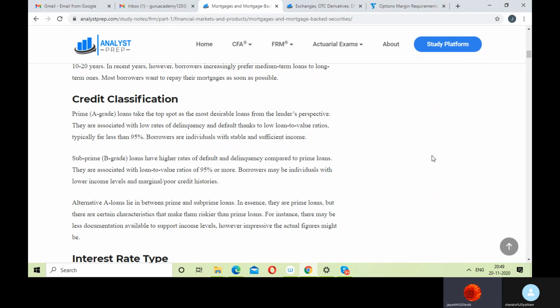Why? Because those are the ones which will repay. That means the first tranche, the investment grade. So here what happens? The loan to value ratio is less. What is loan to value ratio, Chandra? LTV.